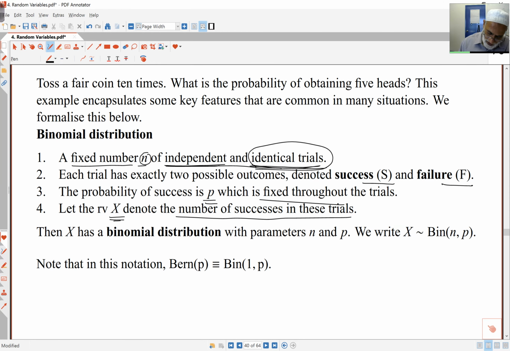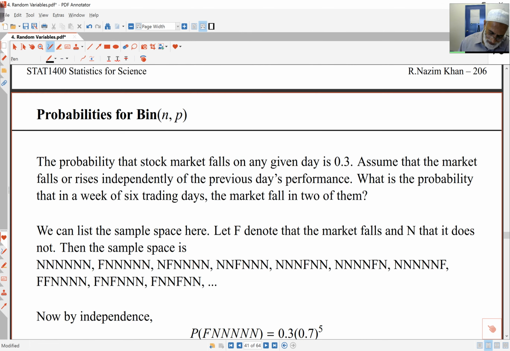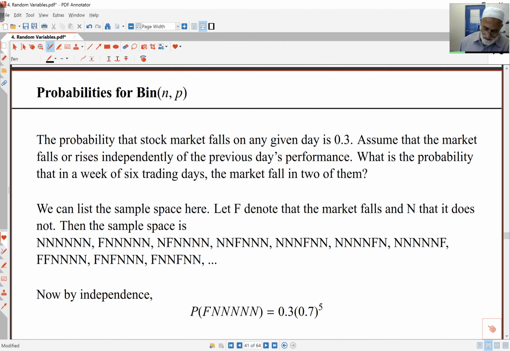So X is binomial. It has the binomial distribution. We write X has the distribution Bin(N, P), and the two parameters are N, the number of trials, and P, the probability of success. Note in this notation, Bernoulli is the same as binomial where I only have a single trial, N is equal to 1. So if our probability is for binomial, then it comes from some counting processes.